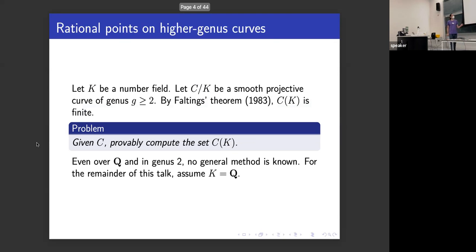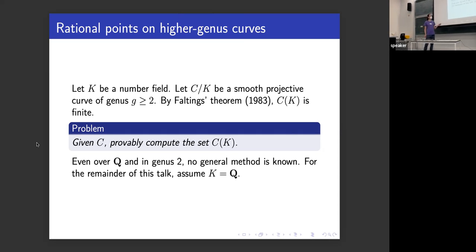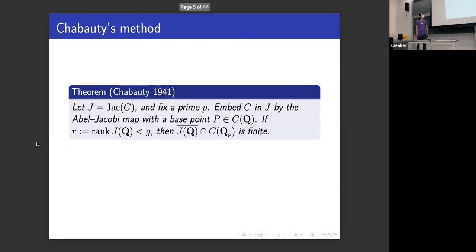So what I'd like to talk about today is some experiments in seeing how far we can get with a certain set of techniques in computing rational points on a database of genus 2 curves in practice. So one of the key tools used here is Chabauty's method.